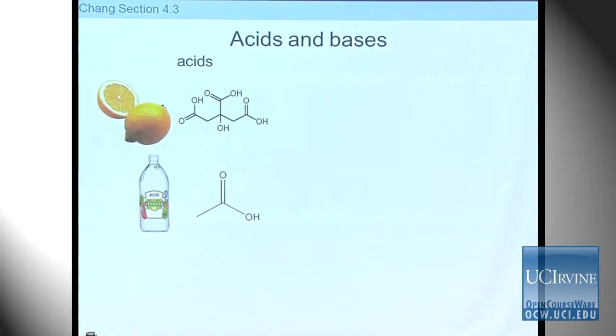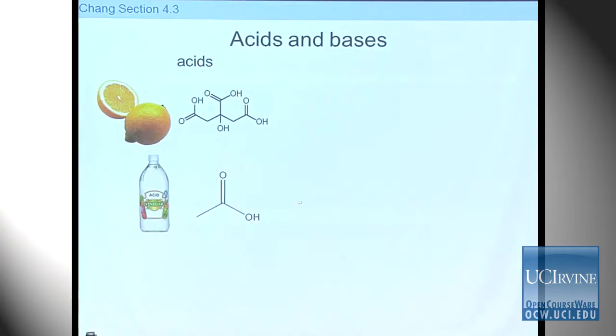Another example is acetic acid. That is the acetic component in vinegar. This H will split off. Okay? HCl, hydrochloric acid, we've seen it several times. Of course, it's an acid because this H is fully dissociated from the Cl, and hence you have H plus in solution, and that is the definition of an acid.